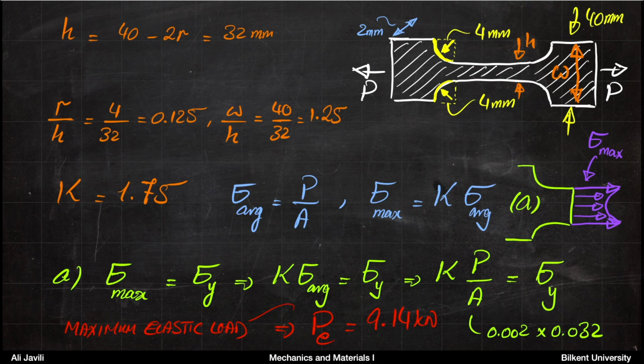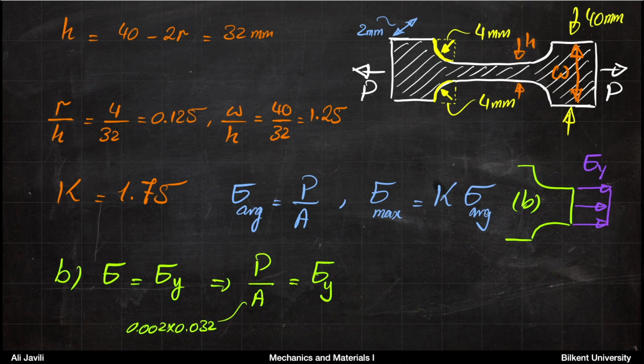So that means if you apply a force of 9.14 kilonewton, this stress distribution that you have here would be such that the maximum stress would be equal to the yield stress, and the rest of the distribution is less than the yield stress. So until this point, it's purely elastic.